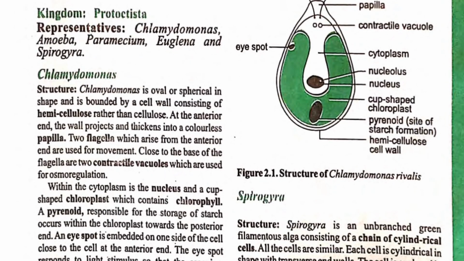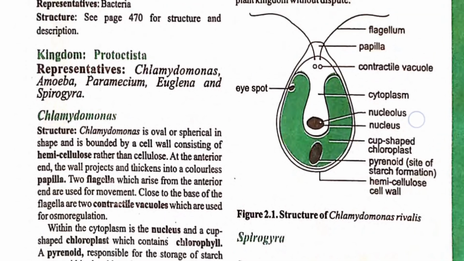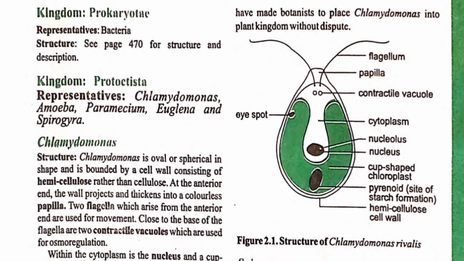Now at the anterior end. When we talk about anterior, we have anterior and posterior. Anterior means close to the head or the forward, while posterior is close to the down or the caudal point or the bottom. At the anterior end, on the right, you can see a picture of the structure of Chlamydomonas. We'll come back to the diagram, but let us discuss the structure first.